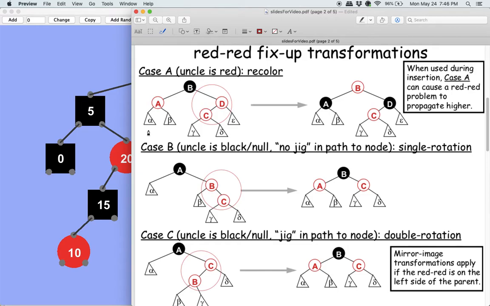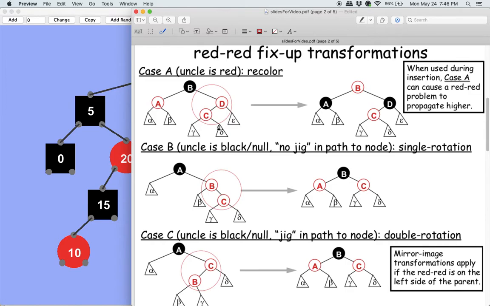Okay, so in this case, it would be following the black height rule, because if all of these subtrees have the same black height, all of them have one additional black here, which means this is black balanced. And so this has a consistent black height on both the left and the right.